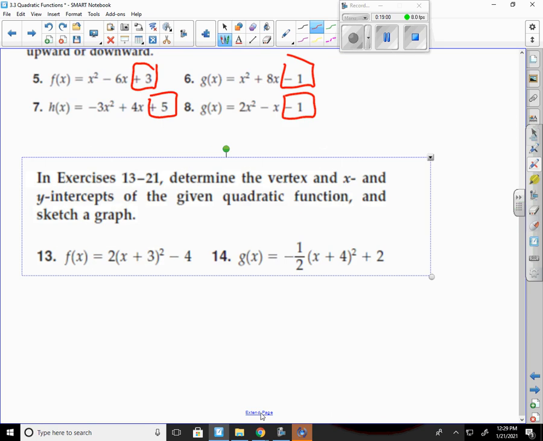This one, number 13, says determine the vertex and the x and y intercepts of the given quadratic and sketch a graph. So to determine the vertex, this is in transformation form, which means I have my vertex already. It's going to be switch the sign of the inside number, so it becomes negative 3. Keep the sign of the outside number, that's negative 4. That's my vertex.